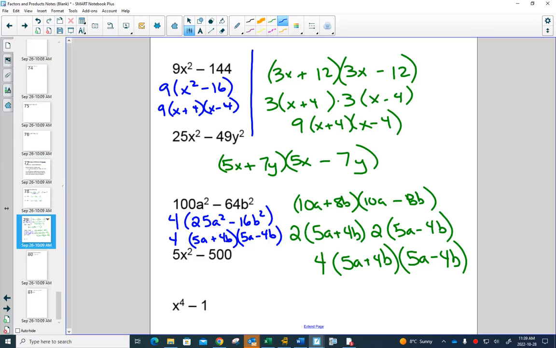5 is not a perfect square. But you can do the simplified first, so x squared minus 100. So if I take the 5 out, because I know that it's in common, then what's left is a perfect square. X plus 10, x minus 10.